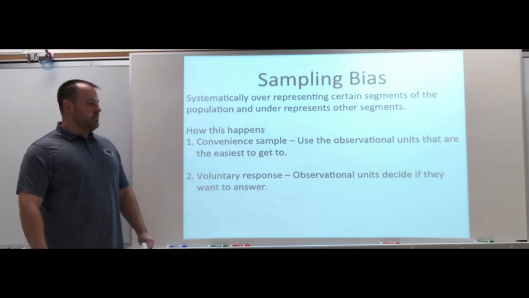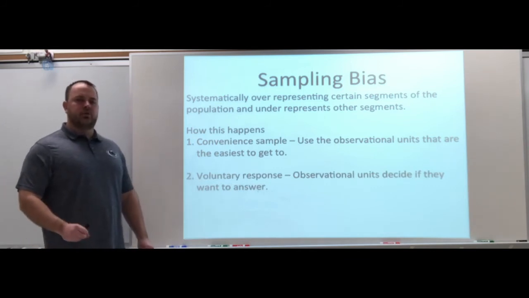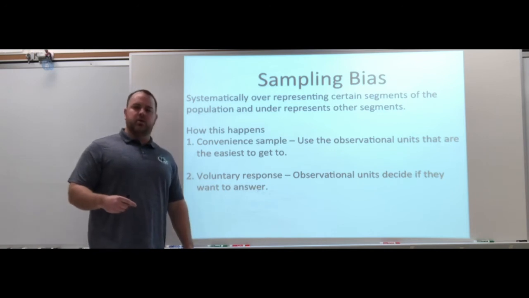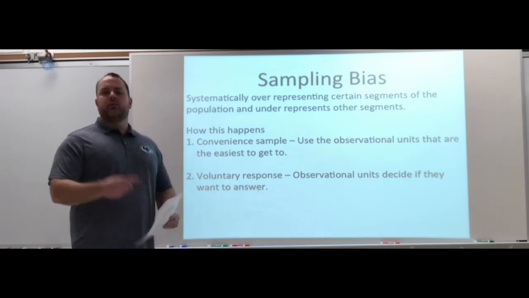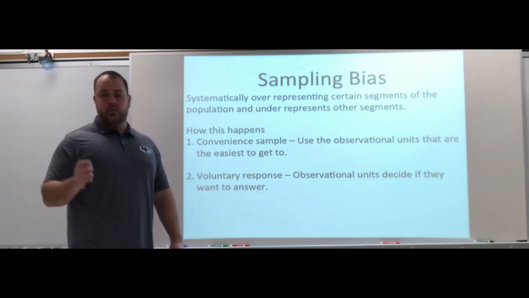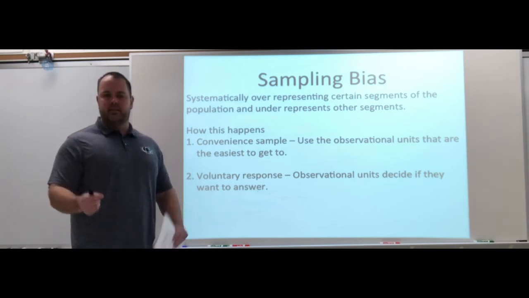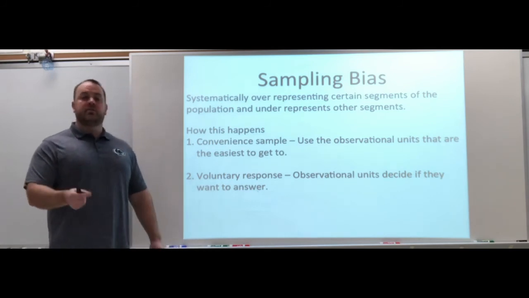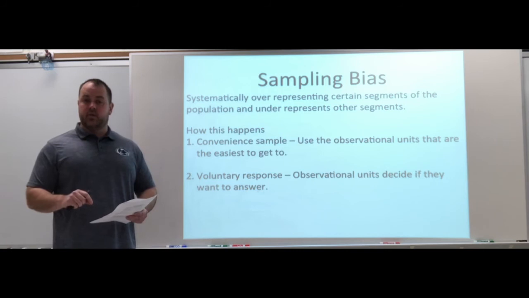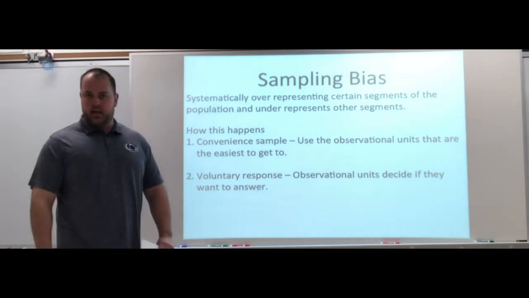Another one is voluntary response. This is where the observational units decide if they want to be a part of the survey, be a part of the study. This happens online, when those surveys pop up, you decide if you want to take it or not. If you're reading through a magazine, those surveys that fall out of the magazine, you decide if you want to take the time to fill out that survey and make it to the mailbox to mail it.